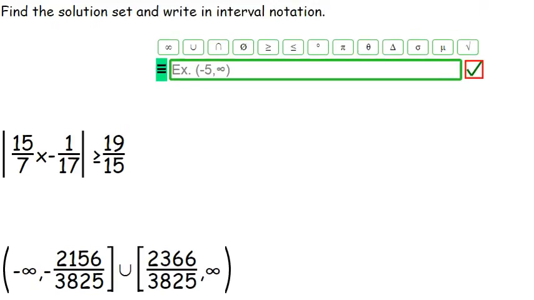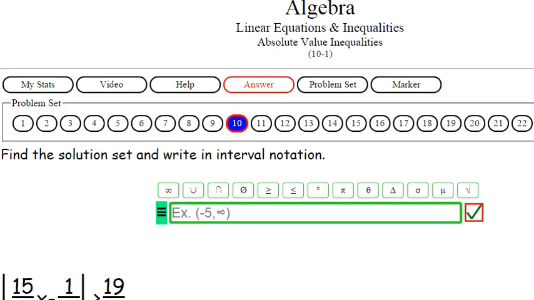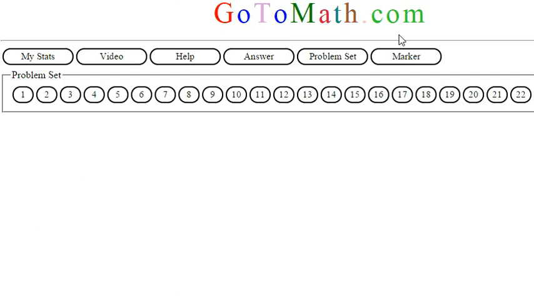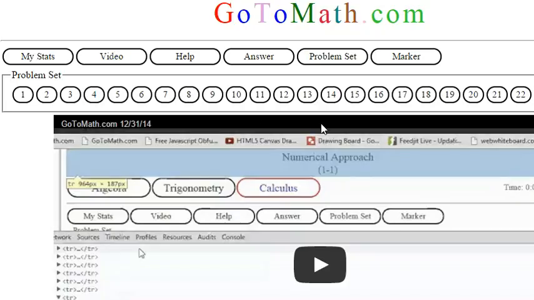Okay, so what are we doing? We're over here at gotomath.com doing some algebra, working absolute value inequalities. That's what we're doing. Alright, see you later.